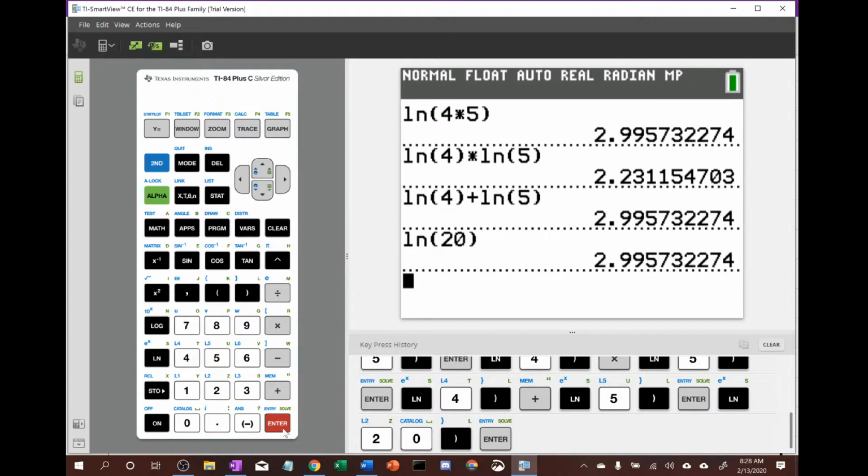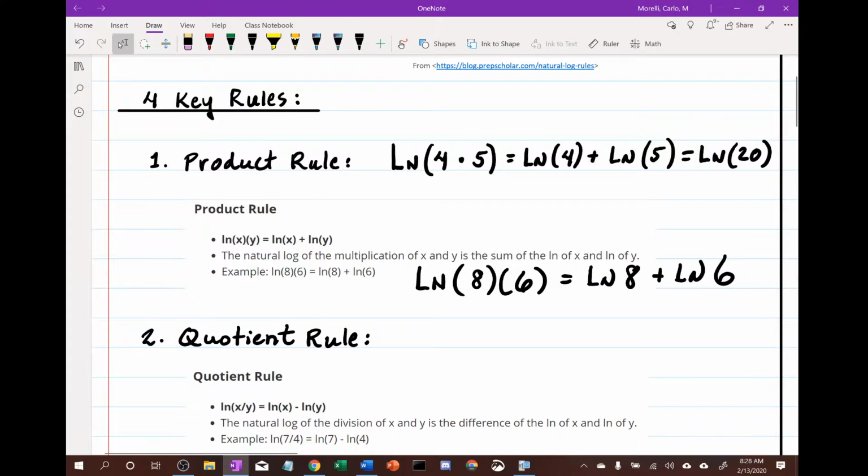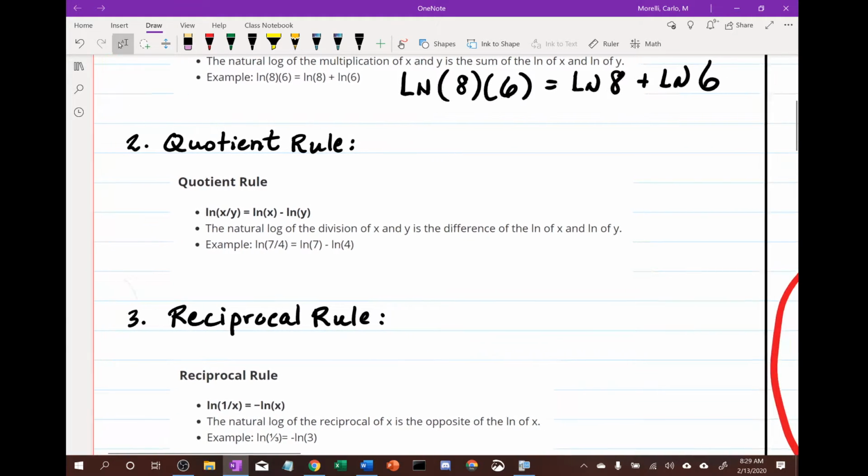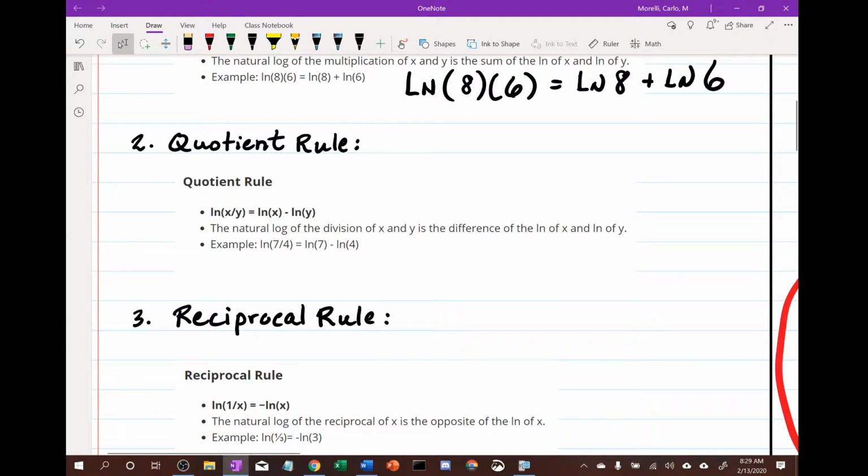Easy. It's easy. That's the product rule. How about the quotient rule? Well, the quotient rule is just like the product rule.